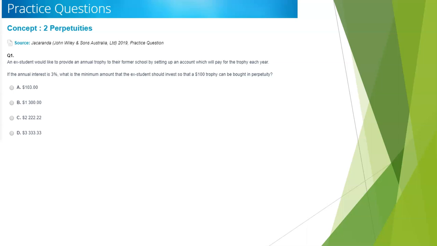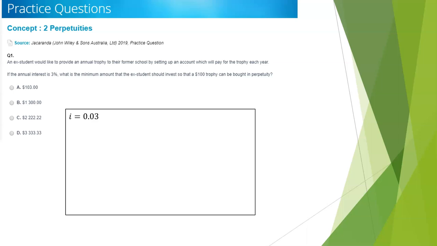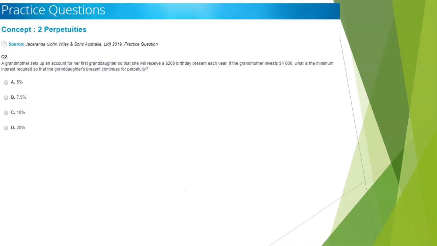So how do we do this problem? Our interest rate is 3% per annum. Our payment amount is $100 and we have to work out A. So A equals M divided by I. 100 divided by 0.03 is $3,333.33. So our answer is D. Okay, let's move on to the next question.